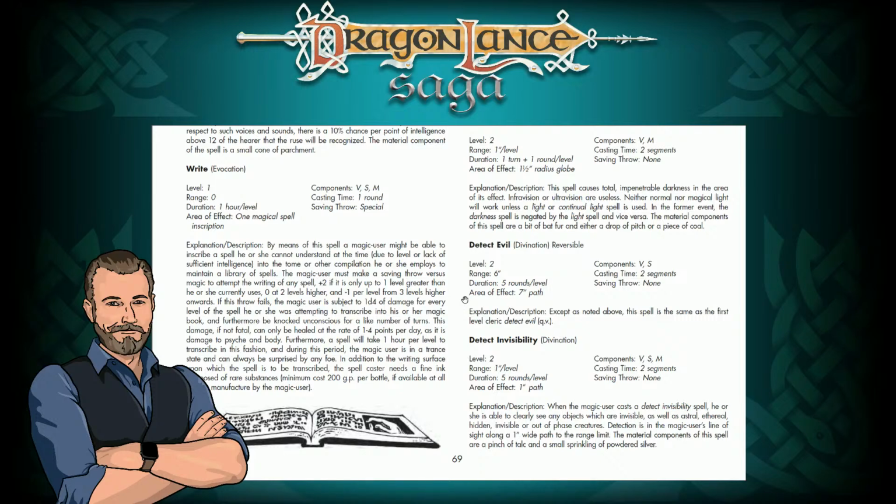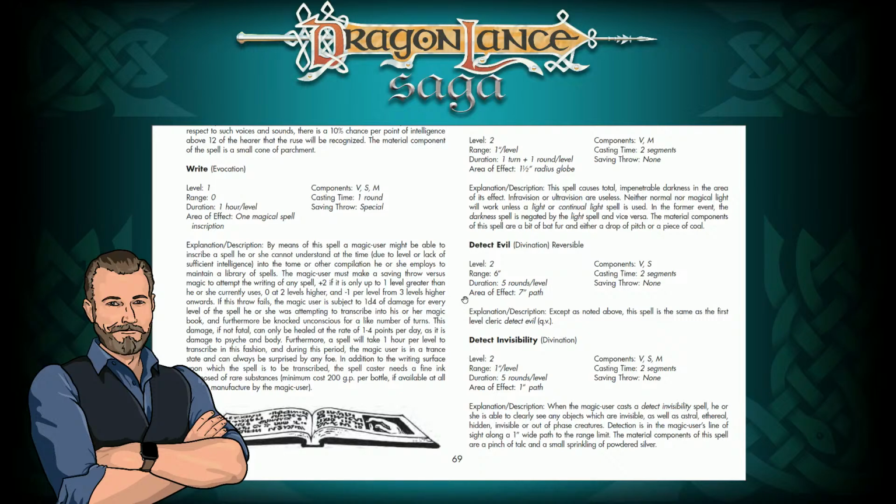If this throw fails, the magic user is subject to 1 to 4 points of damage for every level of the spell he or she was attempting to transcribe into his or her magic book, and furthermore, can be knocked unconscious for a like number of turns. This damage is not fatal, and can only be healed at the rate of 1 to 4 points per day, as it is damage to psyche and body. Furthermore, a spell will take 1 hour per level to transcribe in this fashion, and during this period the magic user is in a trance state and can always be surprised by any foe.